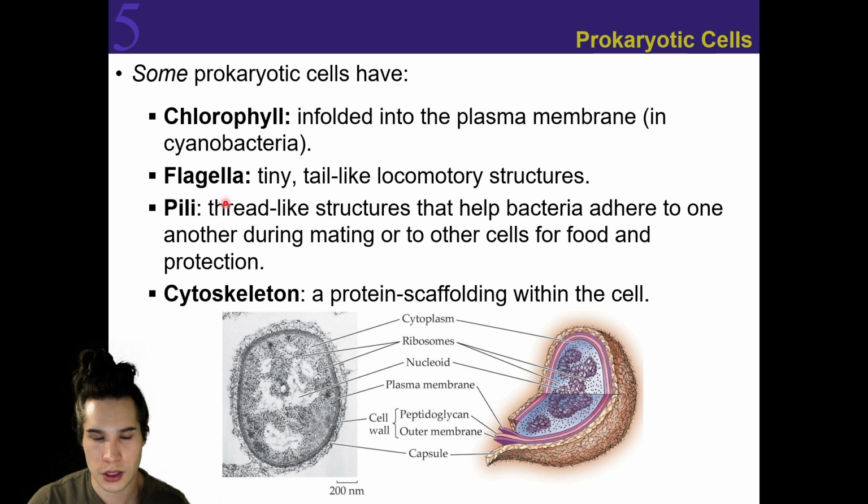Now, some bacteria will also have pili, which are going to be these thread-like structures that will help bacteria adhere to one another during mating. So when they undergo the horizontal gene transfer where they shoot some plasmids over, they use pili for that, or they can just latch on to other cells for food, for protection. And then lastly, some prokaryotic cells will have cytoskeletons, which is just a protein scaffolding within the cell.